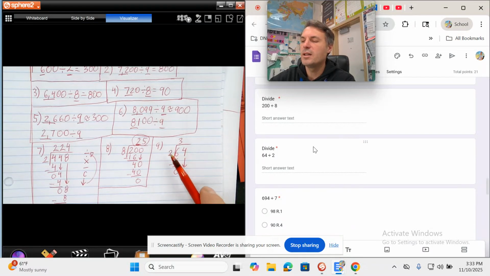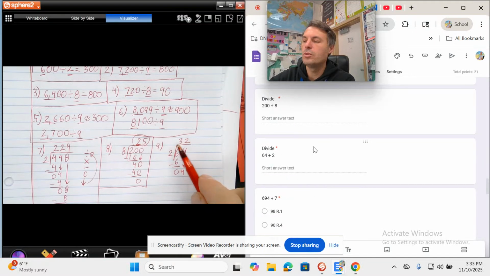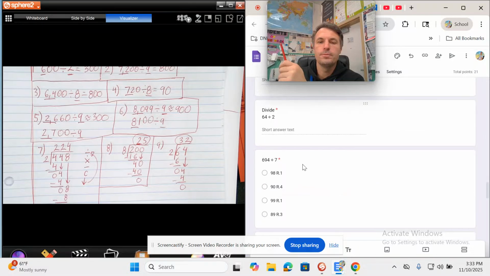We go back to divide. Can 2 fit into 4? Yeah, 2 times. Now 2 times 2 is 4, and 4 minus 4 is 0. So the answer is 32. So that's what you need to type right here, 32.